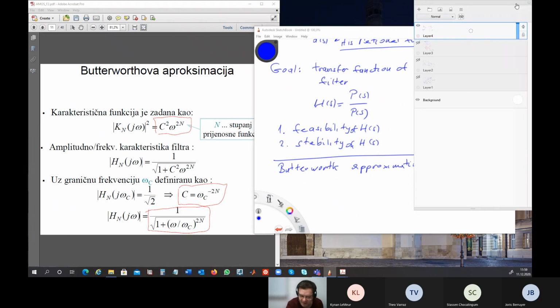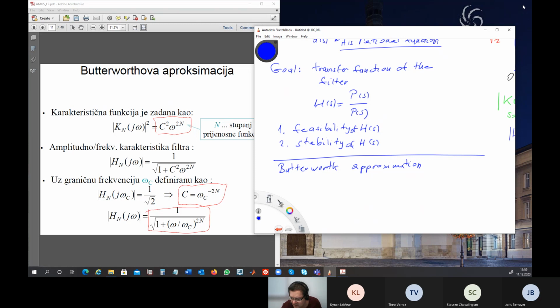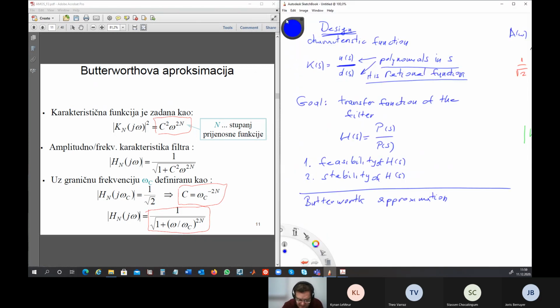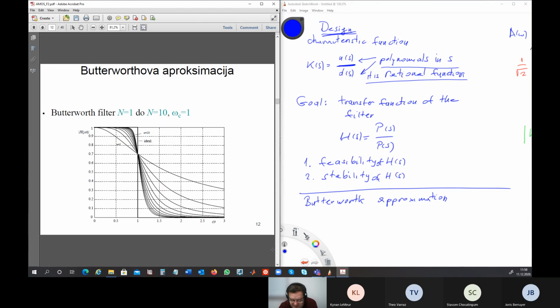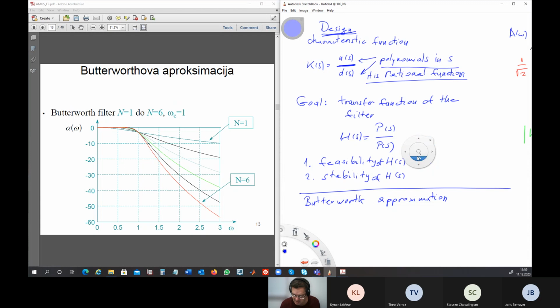Now we'll see what's going on with Butterworth. It looks like this. This is what I have already plotted for you. I can also use this.